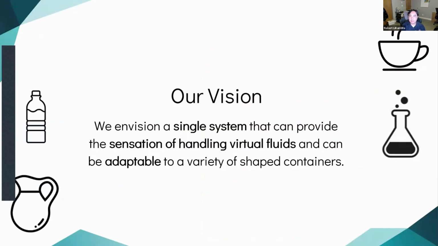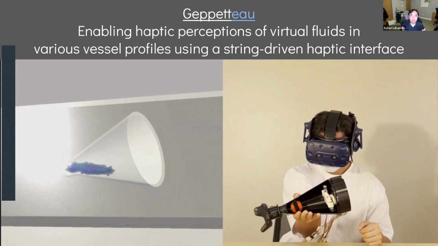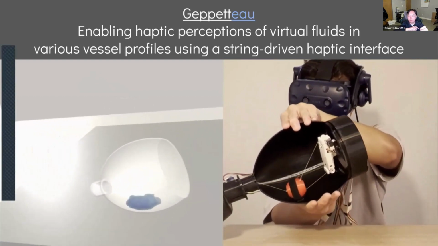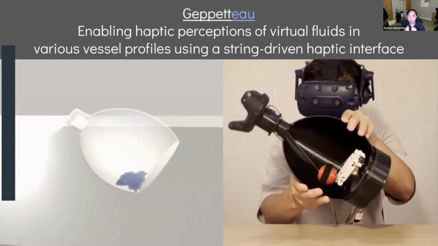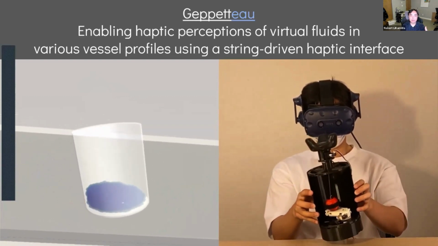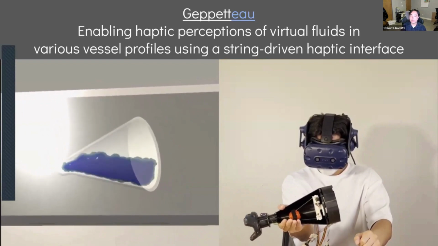But then we wanted to say, can we make it smaller and actually more applicable to chemistry type labs? And so we were saying, is it possible to build a single system that can provide the sensation of handling virtual fluids and be adaptable to the variety of shaped containers that we want to use to, for example, teach in these kinds of virtual worlds? And so this resulted in Geppetto, which enables haptic perceptions of virtual fluids in various vessel profiles by using a string-driven haptic interface. So there you see that the mass is now not pulled around through the gantry system, but actually through this string-based system. And so as the fluid moves around, it's pulling it in those directions as well. This allows us to use it not for just cylinders, but actually also for beakers and for spheres and other shapes as well, where we want to have that kind of fluidity.